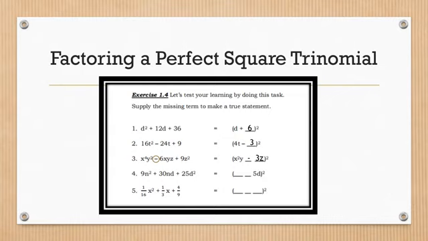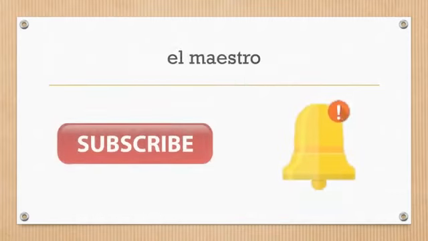So that's our lesson for today. Okay, class. Now you know how to identify a perfect square trinomial, and after identifying a perfect square trinomial, you can get its factors. Again, this is El Maestro. So, thank you for watching, guys.